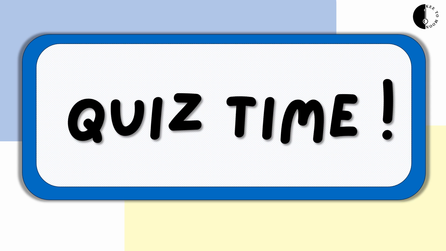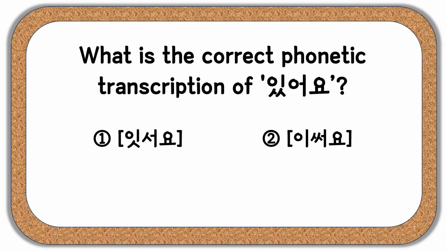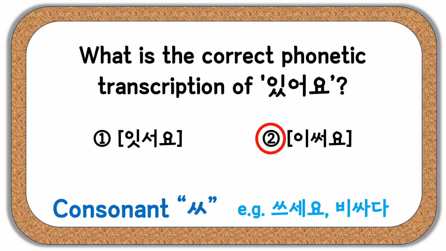Quiz time! So, today we learned about liaison. Keeping that rules in mind, let's look at this question. What's the correct phonetic transcription of this word? The answer is number 2. I hope you remember that this consonant is not a double consonant, it's a single one. So it doesn't split into 2.